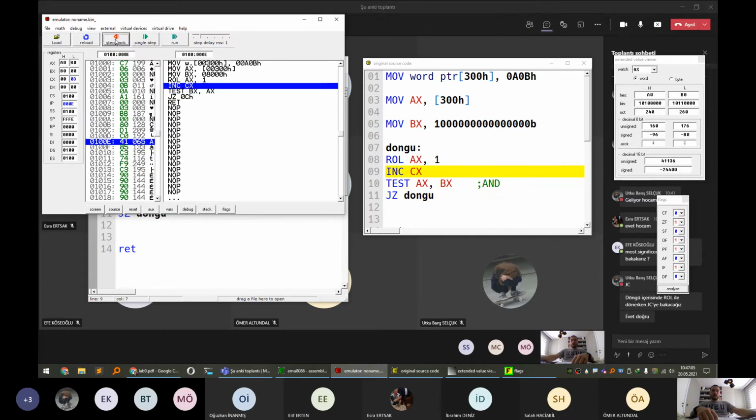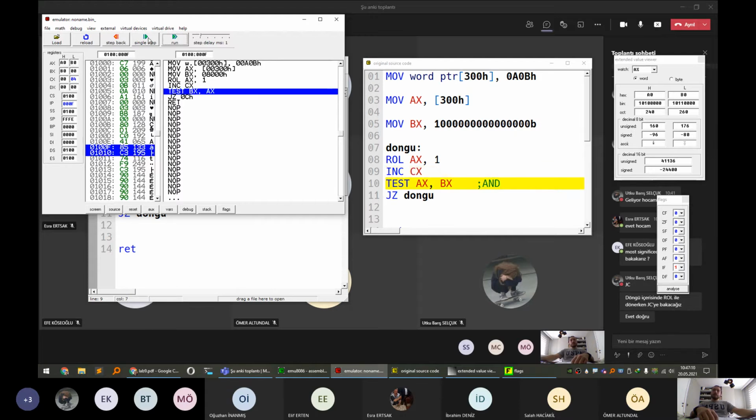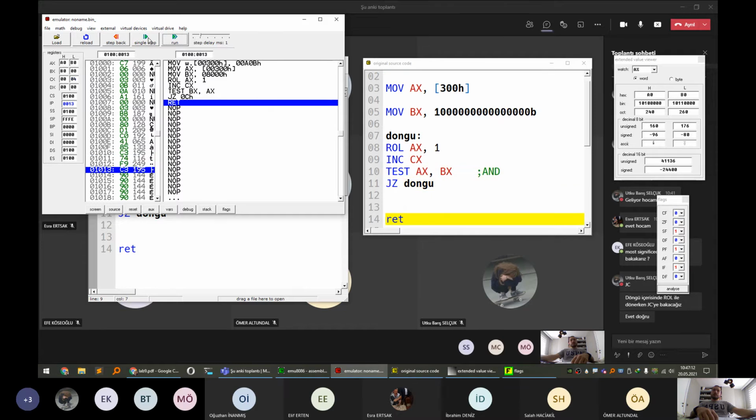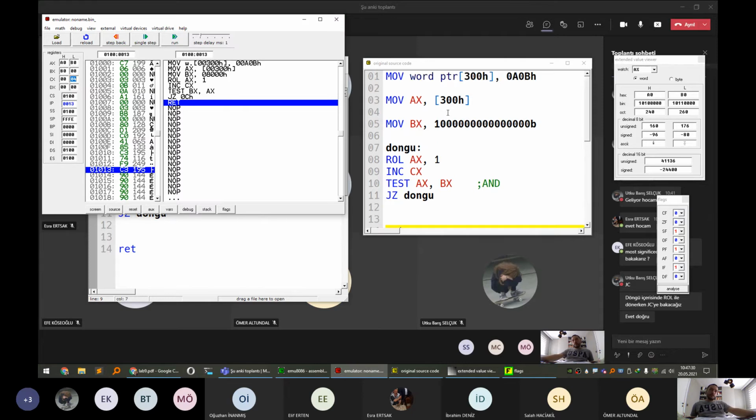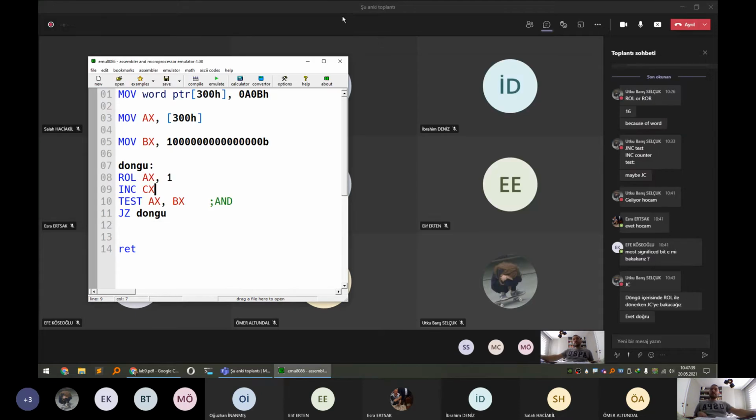But why is it not set? Because of the increase CX command, the zero flag is not set, so the most significant bit is 1, it will not jump. So the CX is 4. We found the counter number in here. But the original value is in AX. Remember, it was 0A0B, but now it is A0B0. We changed the value.